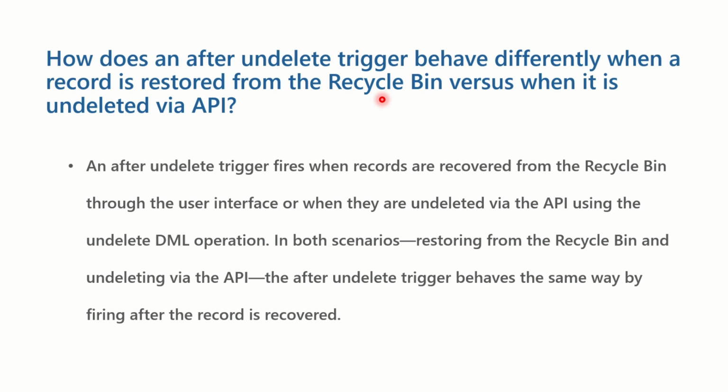Basically, the after undelete trigger is going to fire even if you restore your record from the recycle bin. So for both, whether you do it via the user interface or via API, you are just undeleting it. It's a direct operation, so the after undelete trigger is going to fire. It is going to behave the same way, firing after the record is recovered. This is just to confuse you about whether it will trigger or not. It will get triggered.